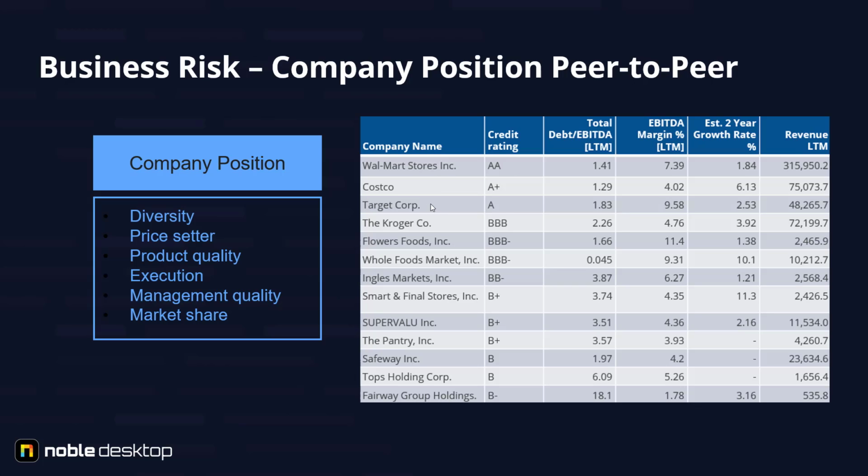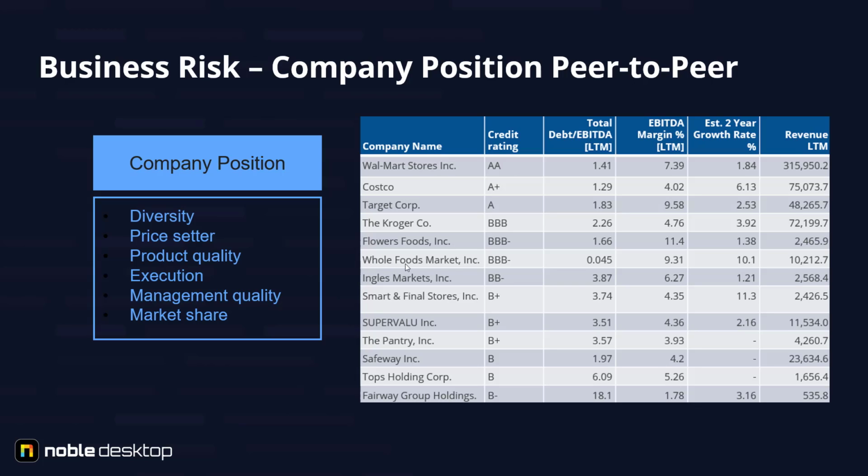At the same time, if we look into Target Corporation, it's rated as A, which is still a good rating, but lower than AA. And we can see that the debt to EBITDA ratio is higher here. EBITDA margin is slightly higher. The growth rate is actually higher, but the revenue for the last 12 months is dramatically lower in value. And that's why the credit rating is lower here.